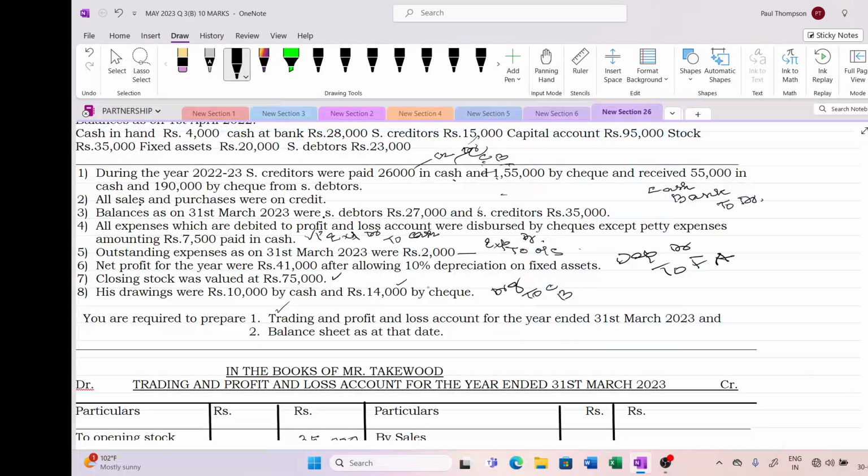Okay, next item is they are saying that all expenses debited to P&L account were disbursed by checks. Now see, you have to read the question very, very carefully. All expenses were paid and also debited to P&L account, but they did not give you the amount that was paid. That we have to find out. Petty expenses 7,500 paid in cash. What is the journal entry? I have written petty expenses account debit to cash account, and this petty expense being a nominal account will go to your P&L account.